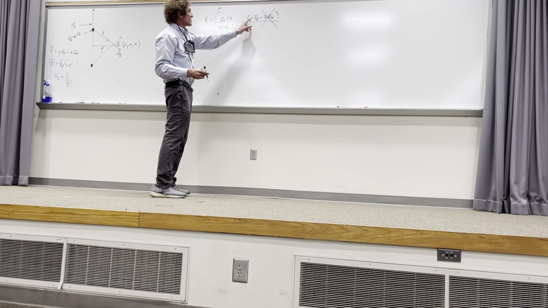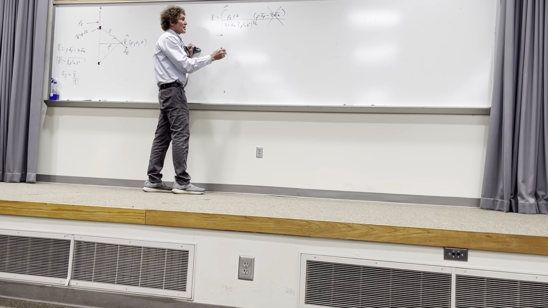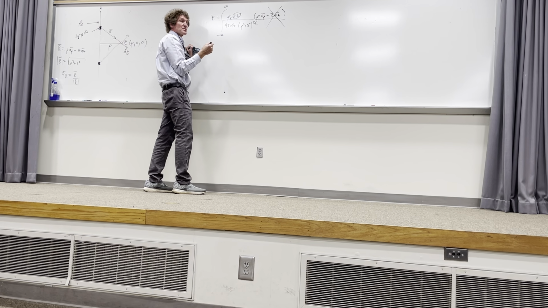Now I'm left with this integral over here, right? What happens to this integration? My integration is dz. Does this look familiar? dz over rho squared plus z squared to the 3/2.